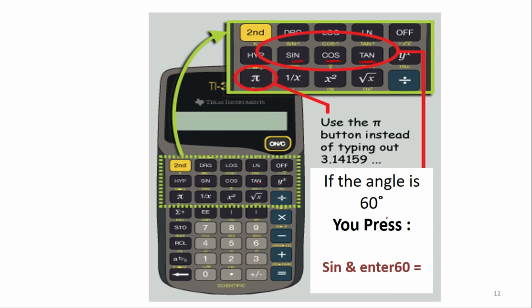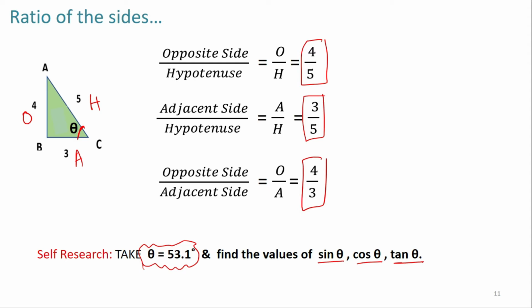If the angle is 60, you press sine and then 60. Now I have asked you to find 53.1, so you press sine and then you go to your number keys and type 53.1 and you just press equal to, you should get the answer there. So from your calculator you should get these values. Sine 53.1 is 0.8, cos 53.1 is 0.6 and tan 53.1 is 1.3.